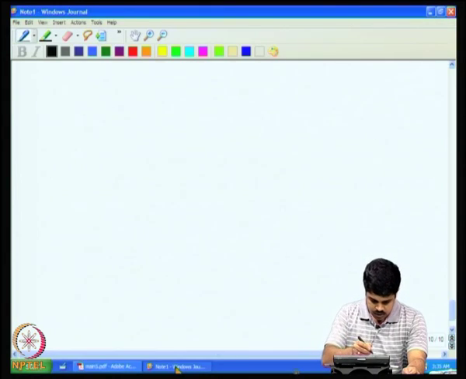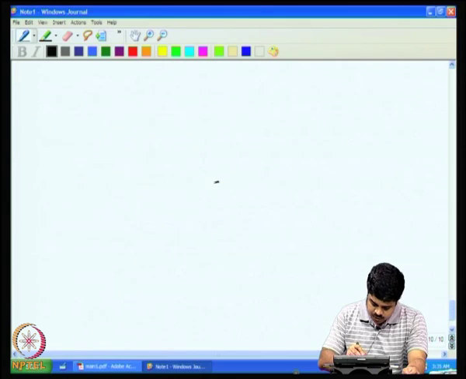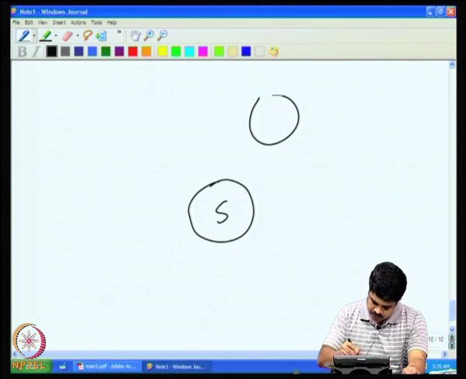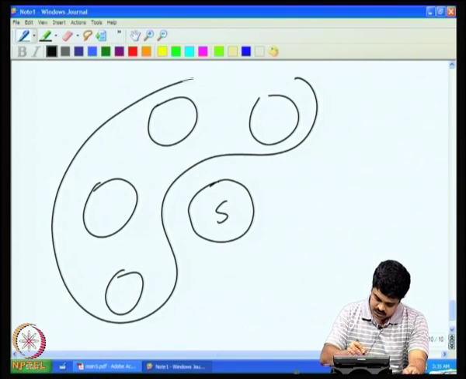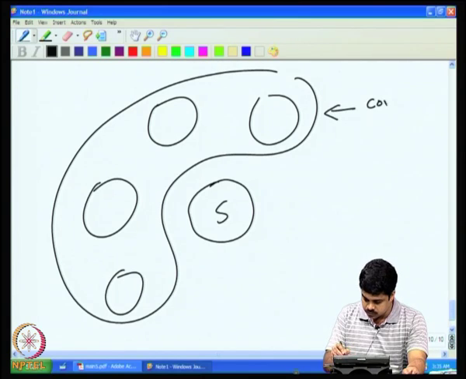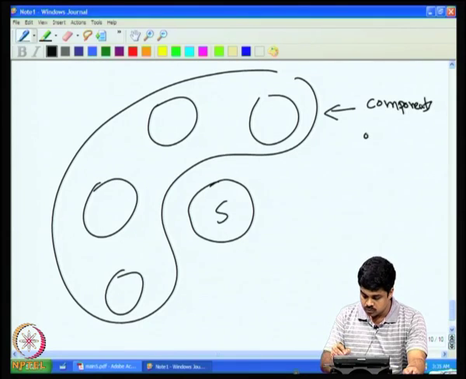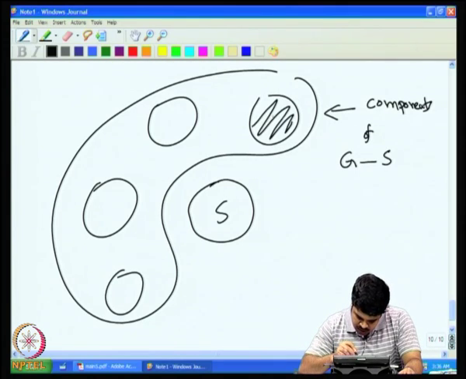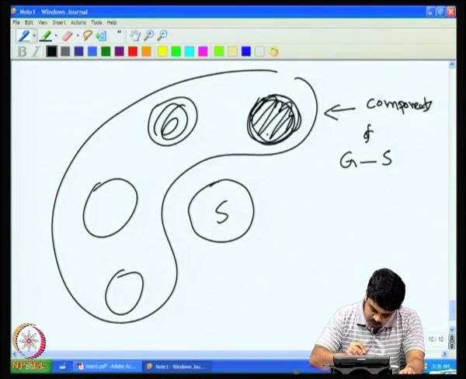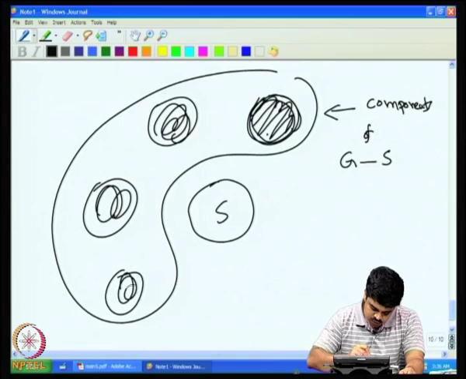The first property says, so that I will be able to show a set S such that if you consider this, let this be the components of G minus S. These are the components of G minus S. Now, think of a bipartite graph which is obtained by contracting the entire set into one vertex. Contracting this into one vertex, contracting this into one vertex.